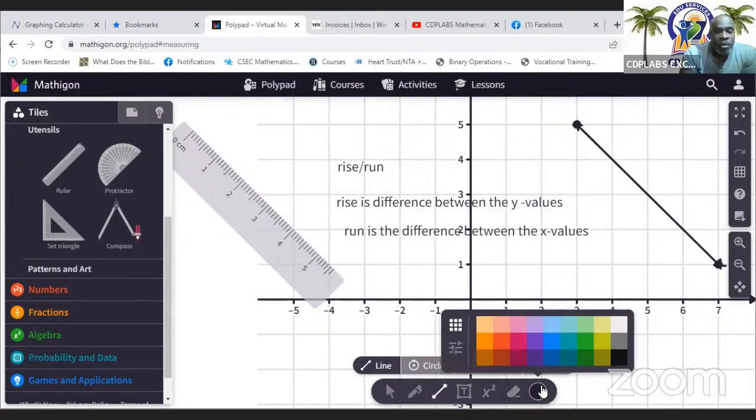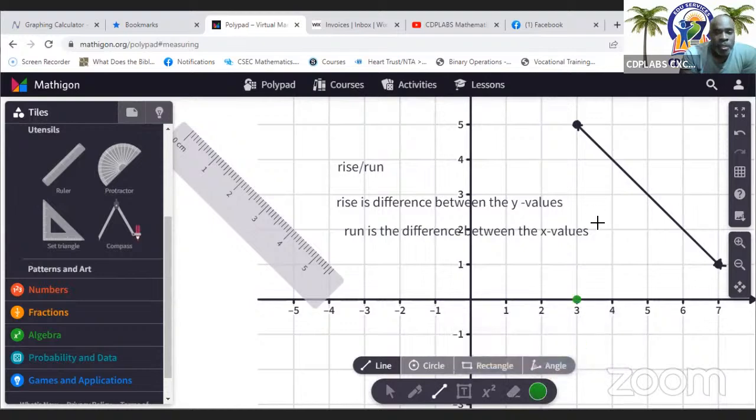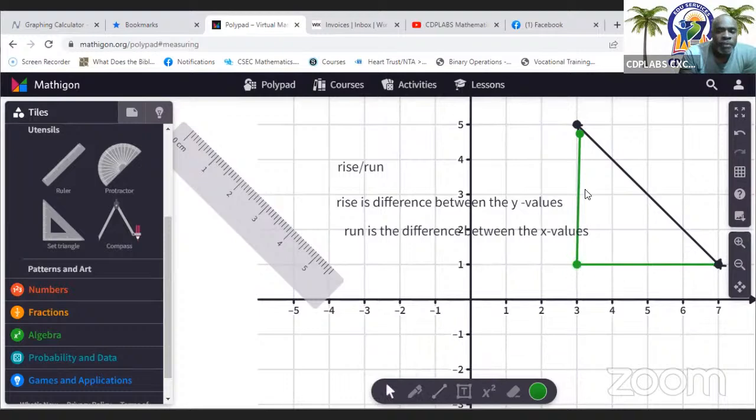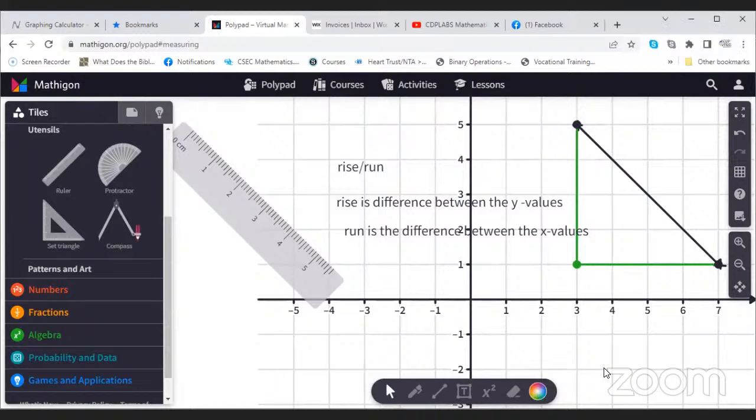So first, we'll complete the triangle. Let's use a green line. So coming down here, I'm meeting up with this one over here. Good. So the y values now would have been between 1 and what? 1 and 5, sorry. So what's the difference between 1 and 5? Where are the y values?